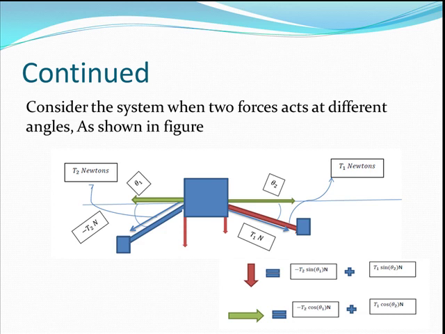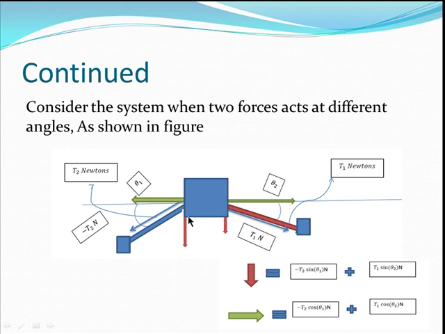Now consider this setup. An object is connected with two rigid supports with two different strings. This is the object, and this is connected to this support with this blue string, and the tension in this string is T2 Newton. This object is also connected with this rigid support with the red string, and the tension in the red string is T1 Newton. Also, the blue string makes an angle theta 1 with the horizontal x-axis, and the red string makes an angle theta 2 with the horizontal x-axis.